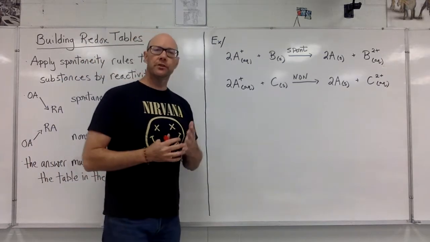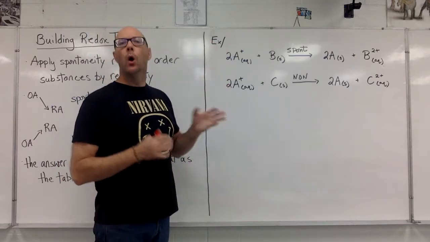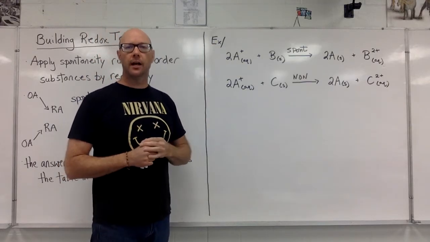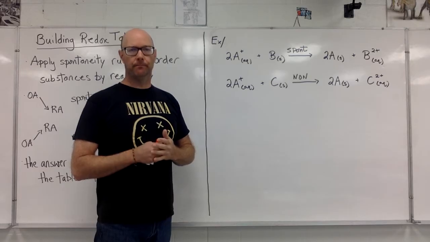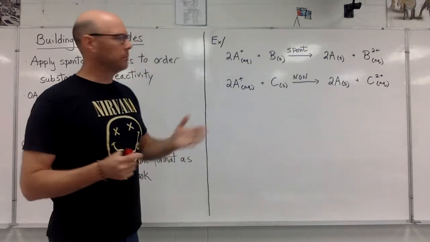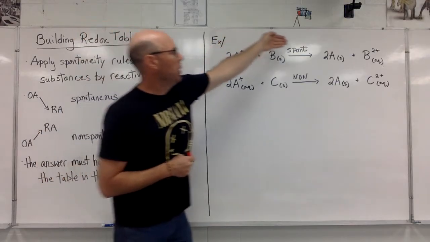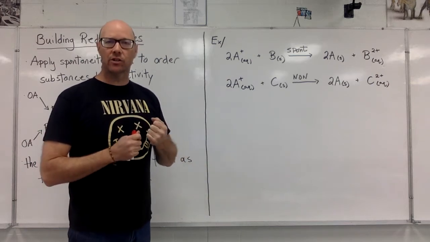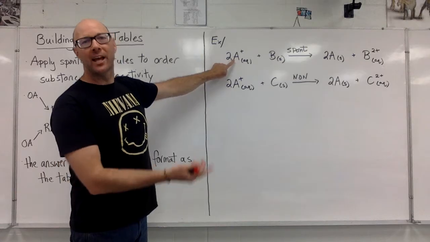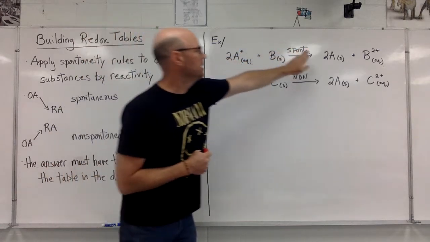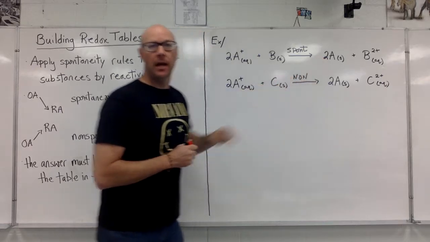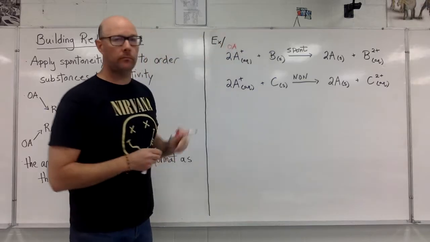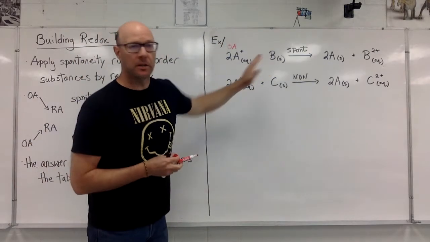So, our first step is to take the reactions one at a time. Our first step is to decide which chemical is the oxidizing agent, which chemical is the reducing agent. Here, I have to look really closely. These A positive ions became A solid. How did that happen? By gaining electrons. These A positive ions gain electrons, get reduced to become A atoms. If they're getting reduced, that means they're the oxidizing agent. By a process of elimination, the B must be the reducing agent.